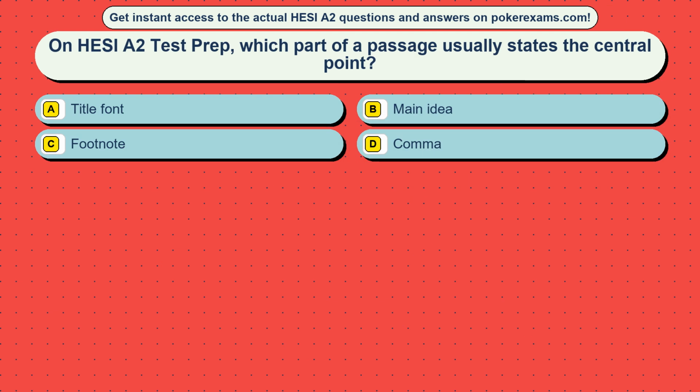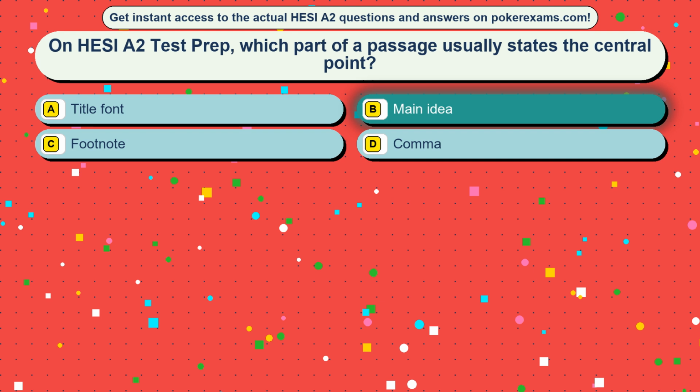Question 44. On HESI A2 Test Prep: Which part of a passage usually states the central point? Option A, title font. Option B, main idea. Option C, footnote. Option D, comma. The correct answer is option B, main idea.